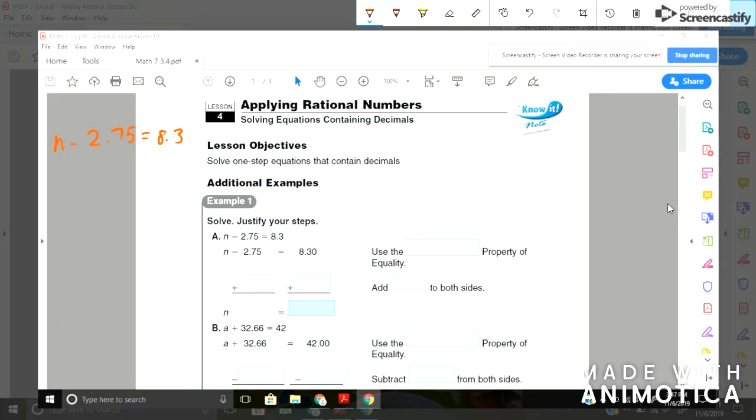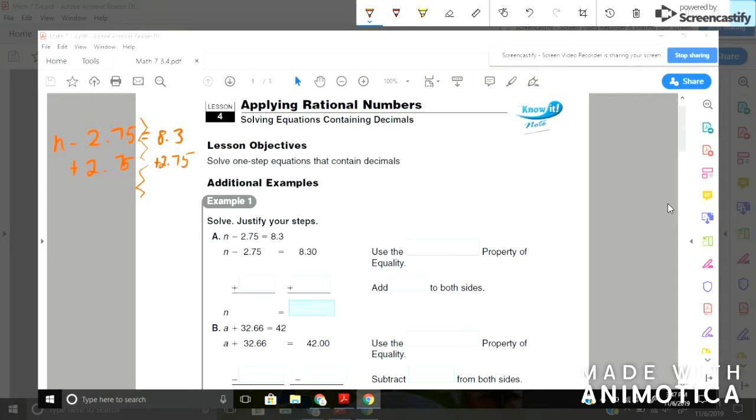Okay, again, some helpful hints. You can split your equation at the equal sign, so you have a left and a right. You're asking yourself, what number, when you subtract 2.75, gives you 8.3? And remember, we're trying to isolate our variable. All right, well, n is being subtracted by 2.75, so to undo that, I would add 2.75 to both sides of my equation.